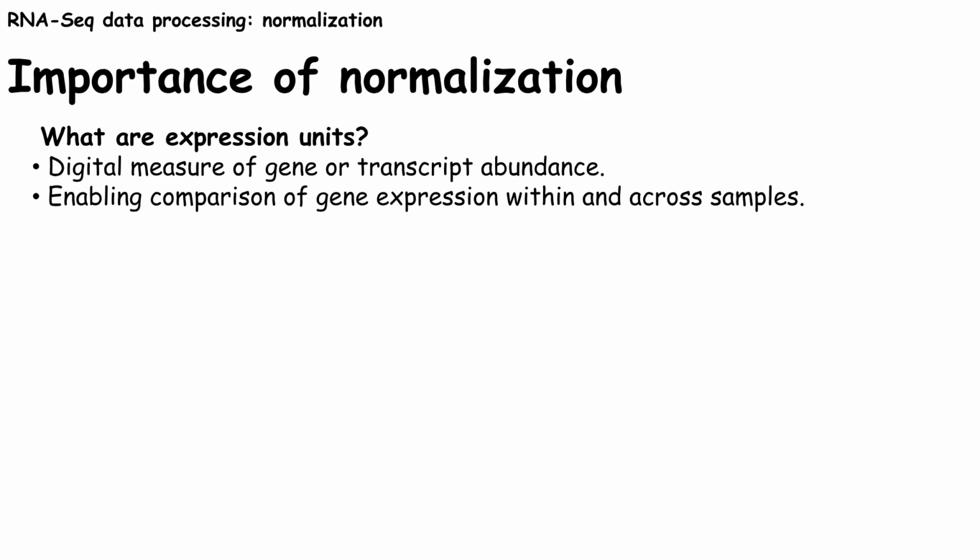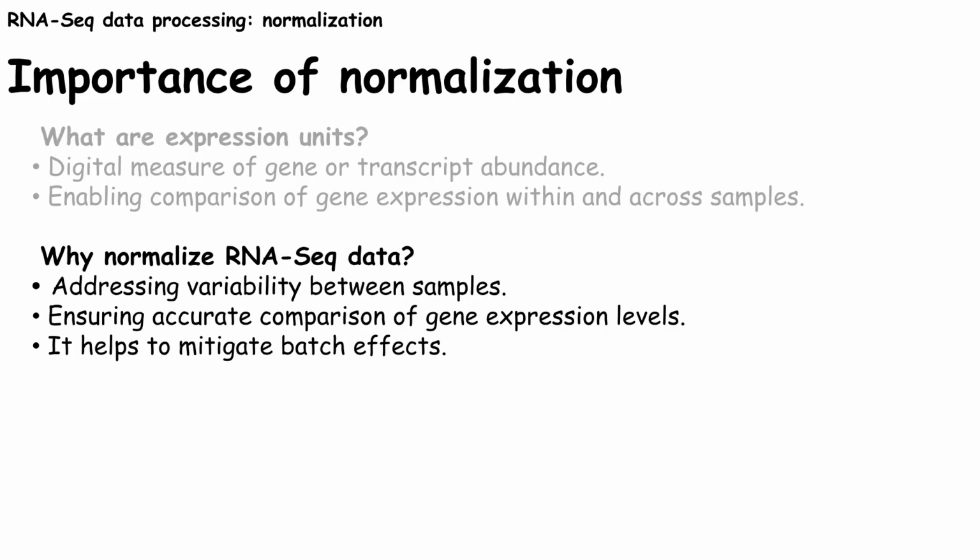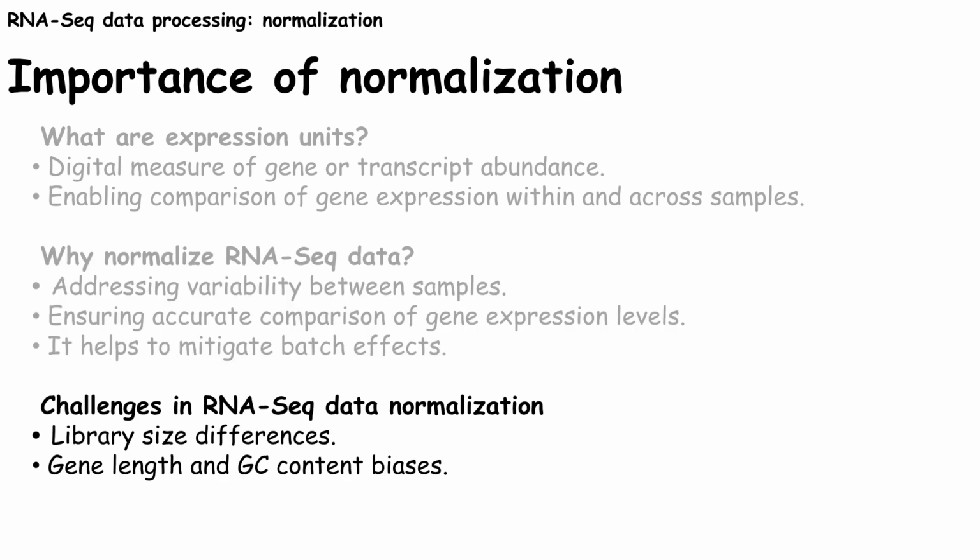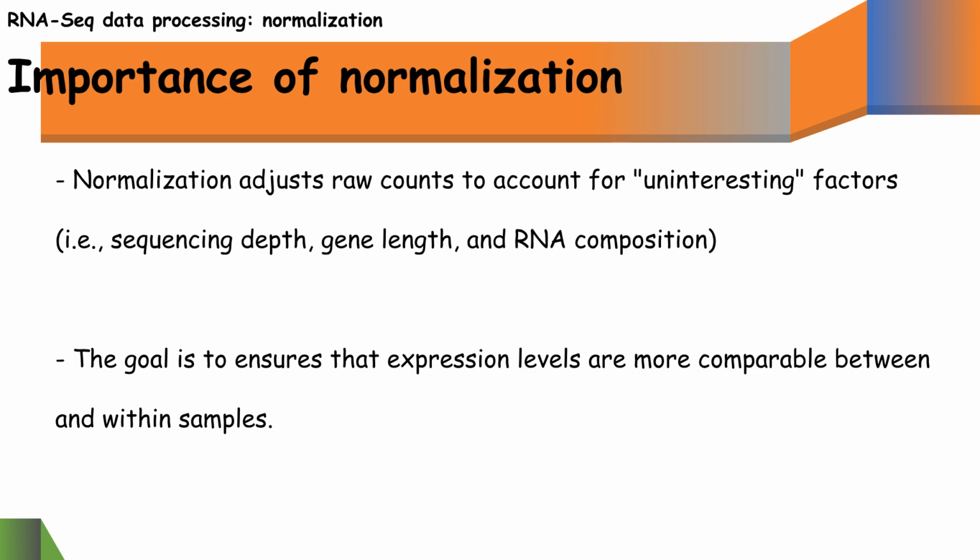Normalization is an important step in RNA-seq data processing. Expression units are a digital measure of abundance, enabling comparisons of gene expression within and across samples. Normalization is essential for addressing variability between samples, ensuring accurate comparisons of gene expression levels, and mitigating batch effects. Challenges in RNA-seq normalization include differences in library size, as well as gene length and GC content biases. Normalization adjusts raw counts for uninteresting factors like sequencing depth, gene length, and RNA composition. The goal is to make expression levels comparable between and within samples.